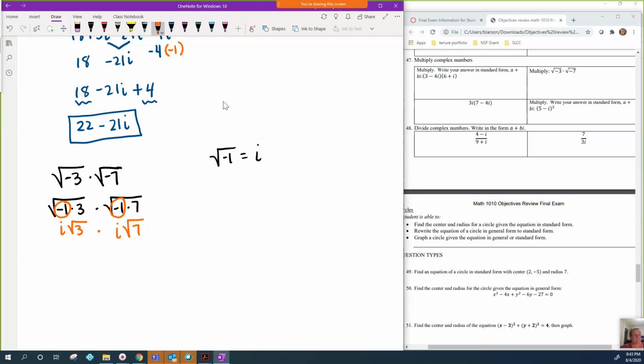Now let's multiply these together. So i times i is i squared, and then 7 times 3 is going to give me the square root of 21. And then, again, I've got to remember that i squared is negative 1. So now I need to replace that i squared with a negative 1. So negative 1 square root of 21 would be my answer on that. Okay. Does that help on that one?